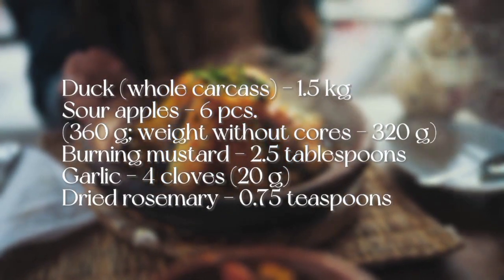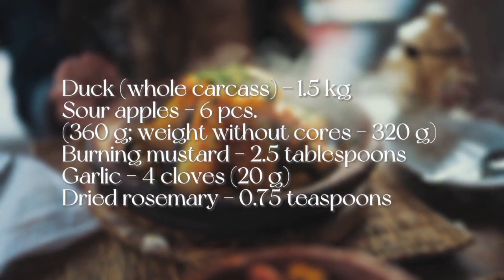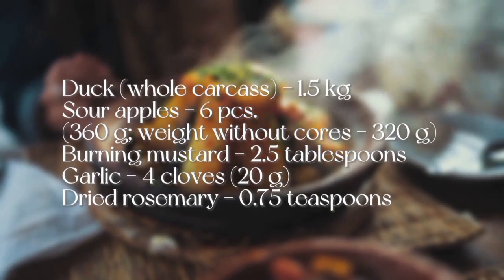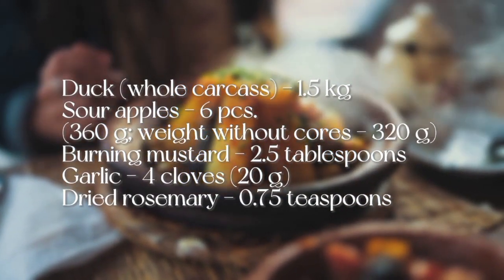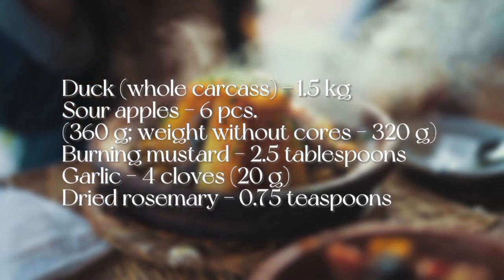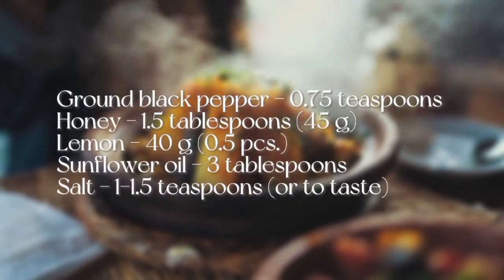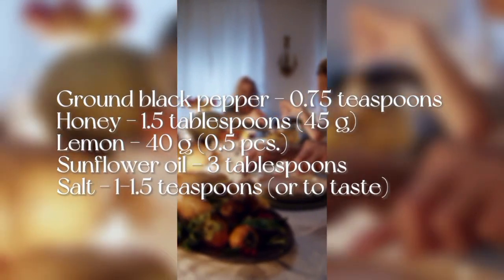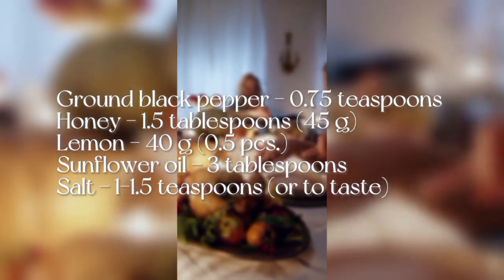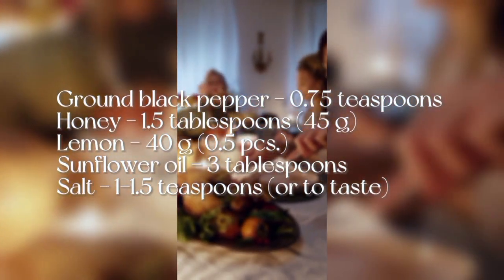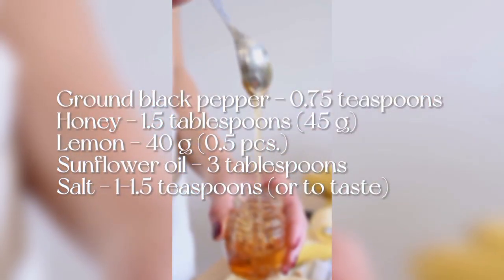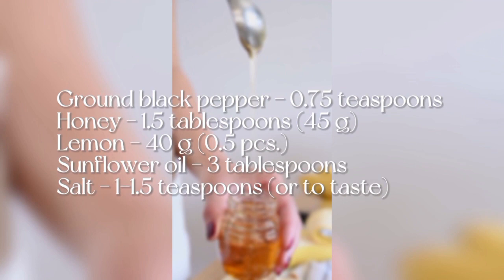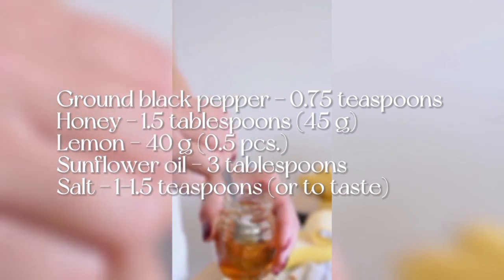360 grams. Weight without core 320 grams, hot mustard 2.5 tablespoons, garlic 4 cloves, 20 grams, dried rosemary 0.75 teaspoons, ground black pepper 0.75 teaspoons, honey 1.5 tablespoons, 45 grams, lemon 40 grams, 0.5 pieces. Sunflower oil 3 tablespoons, salt 1 to 1.5 teaspoons, or to taste.